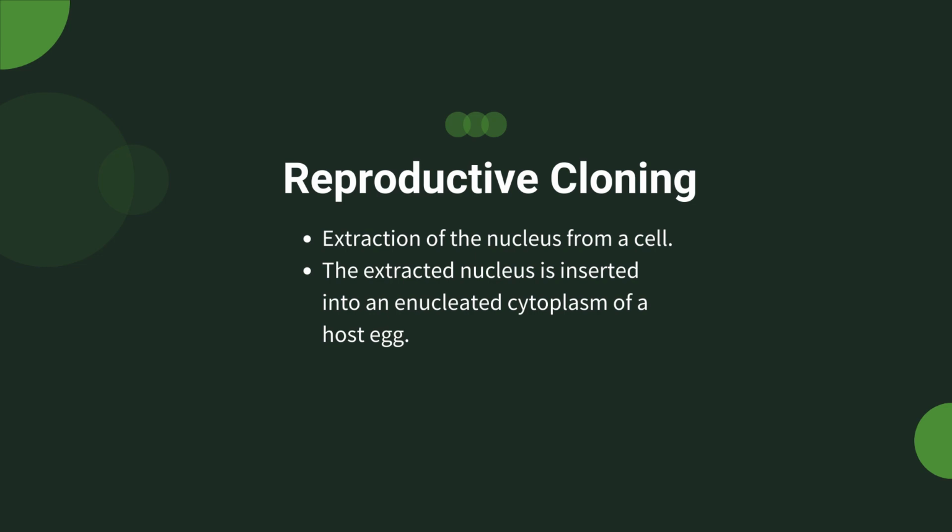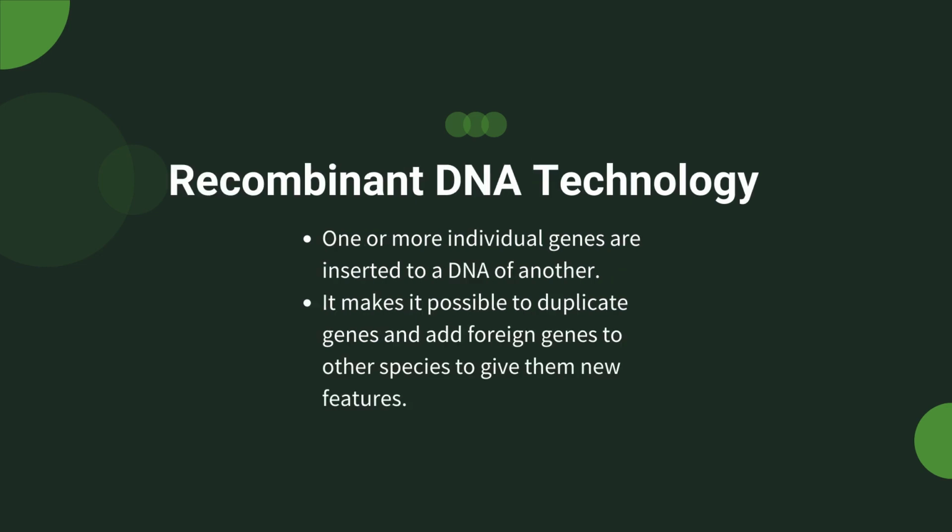In reproductive cloning, a nucleus is extracted from a cell of the individual to be cloned and is inserted into the enucleated cytoplasm of a host egg. Recombinant DNA technology, on the other hand, involves the insertion of one or more individual genes from an organism of one species into the DNA of another. Whole genome replacement, involving the transplantation of one bacterial genome into the cell body or cytoplasm of another microorganism, has also been reported.